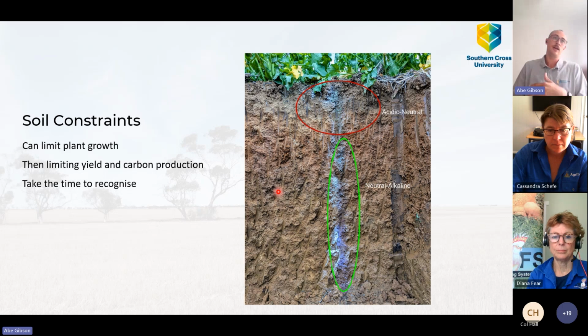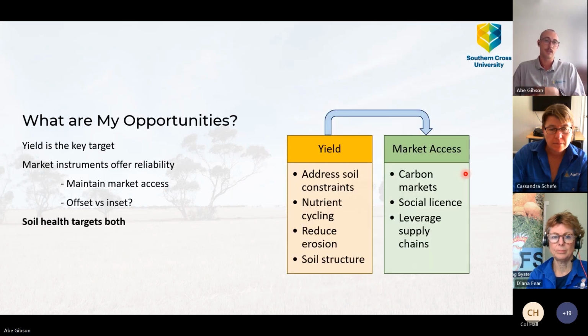The key thing I want to highlight there, especially around soil carbon projects and participation with the Emissions Reduction Fund, is that the cropping opportunities at the moment are for agronomic-based projects. So if you do have a soil constraint, I encourage you to take the time to find out about it, to increase your biomass and promote that soil carbon cycling. The reason I promote this when I talk to farmers is that if you're addressing a soil constraint and promoting your soil health, you're not just opening up opportunities in market instruments, but you're going to promote higher yields across your system.